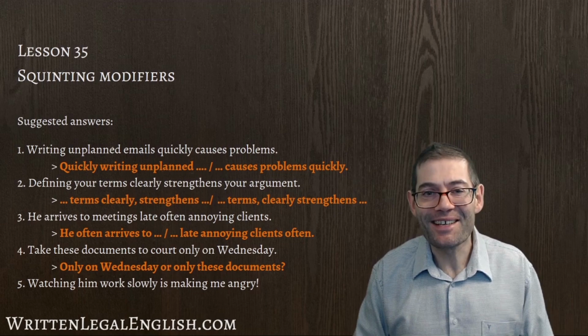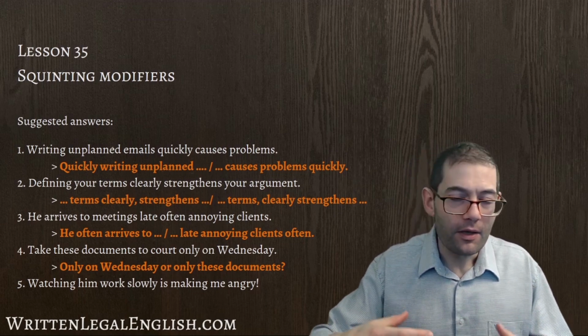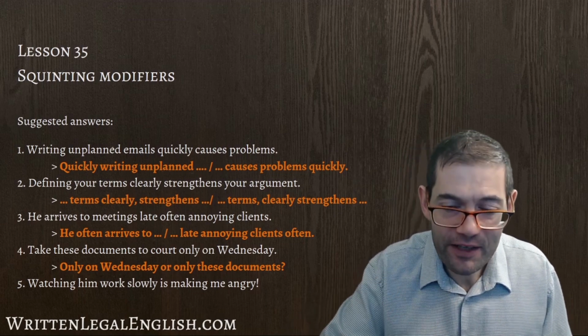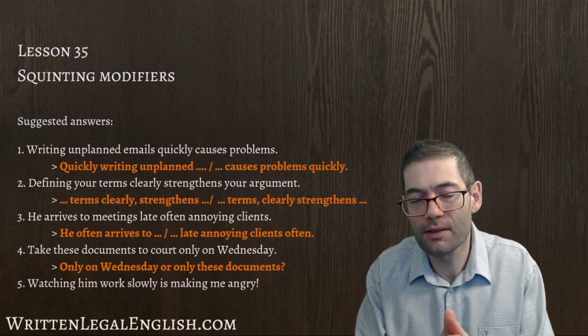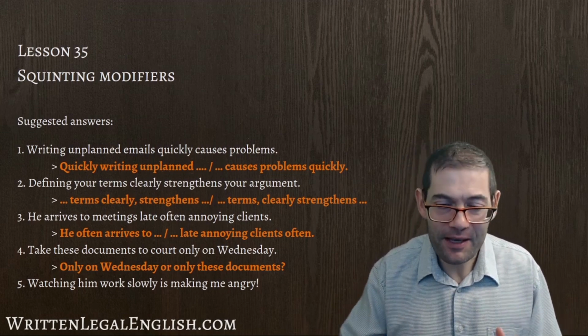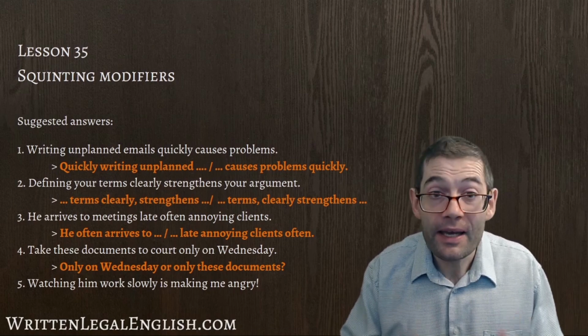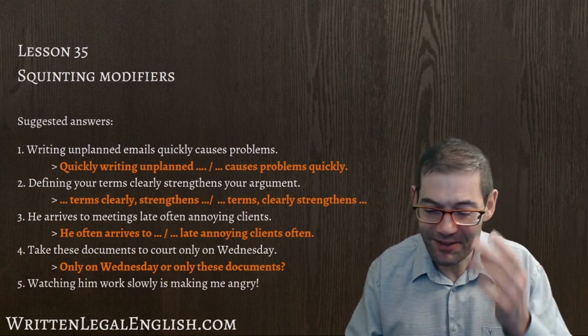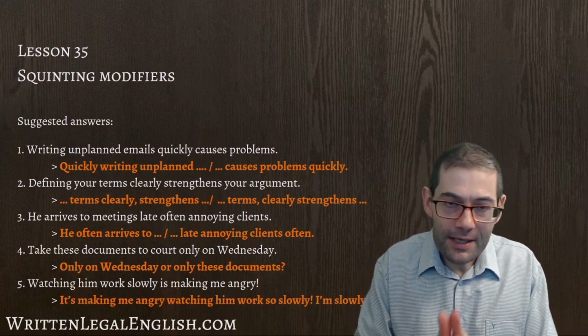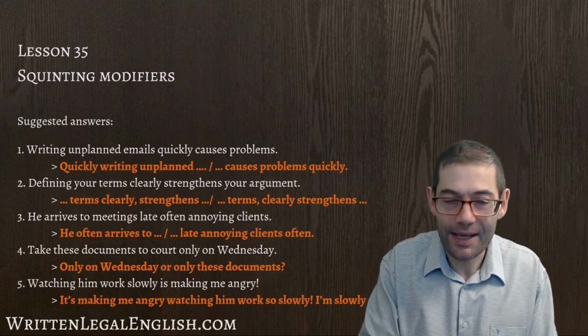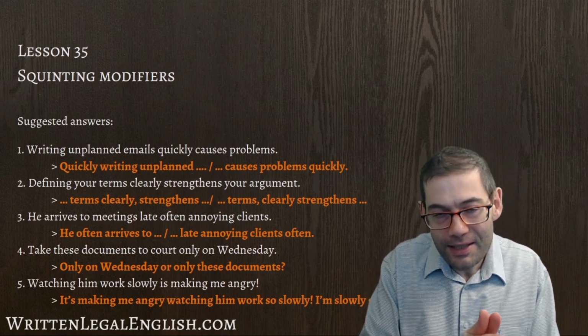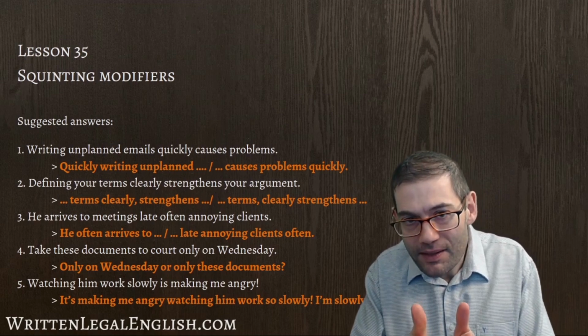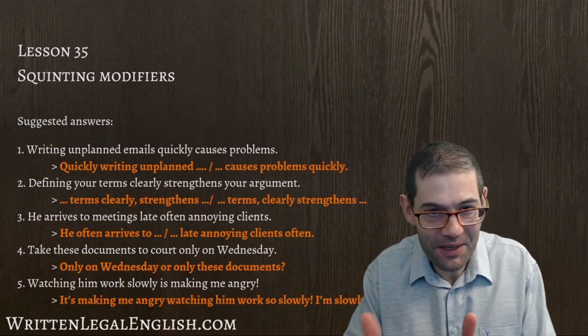Watching him work slowly is making me angry. So here, this is someone who is writing down what they feel, perhaps not a good idea in an email, expressing emotions, but here it could be understood in two different ways. One, is he working slowly and that's making you angry? Or is it making you angry step by step by step by step? In other words, is it making you angry slowly?